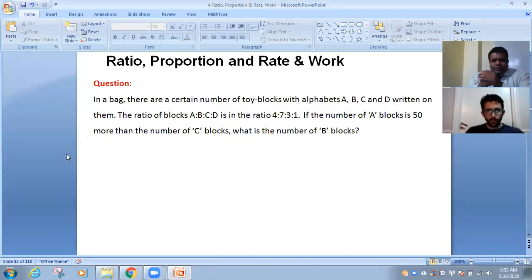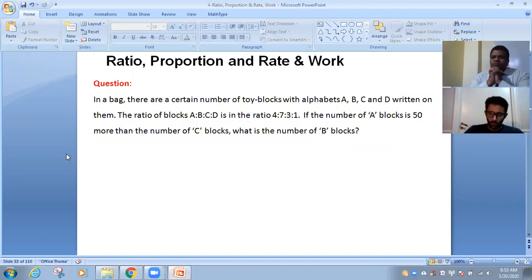Okay. It's a very interesting question, which is an application of ratios. In a bag, there are a certain number of blocks with alphabets A, B, C, and D written on them. The ratio of blocks A to B to C to D is 4:7:3:1. The number of A blocks is 50 more than the number of C blocks. What's the number of B blocks?